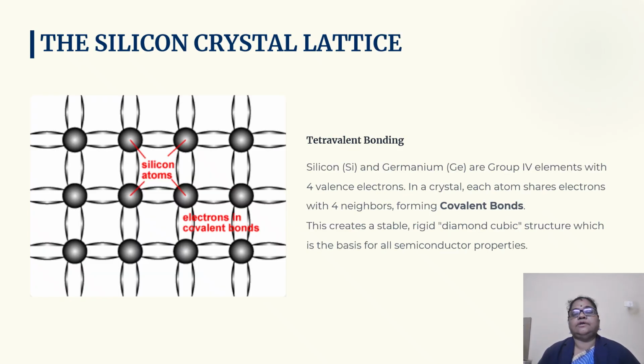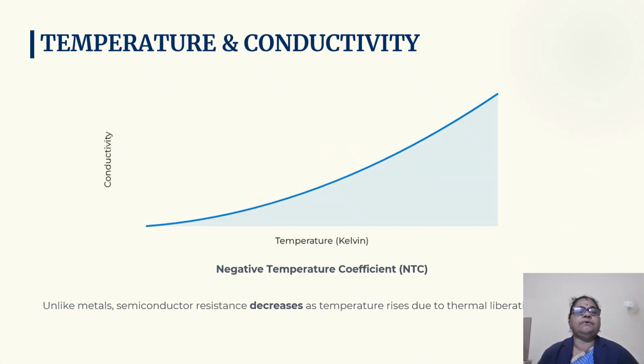And the very general examples for semiconductor material are silicon and germanium. They belong to group 4 elements with 4 valence electrons. These 4 valence electrons have 4 nearest neighboring atoms, and with those 4 nearest atoms, it can form covalent bonds. So this creates a stable structure. This is the basis for all semiconductor properties.